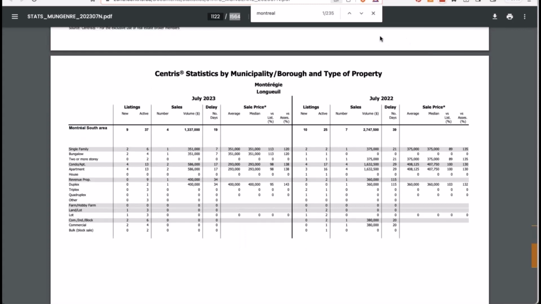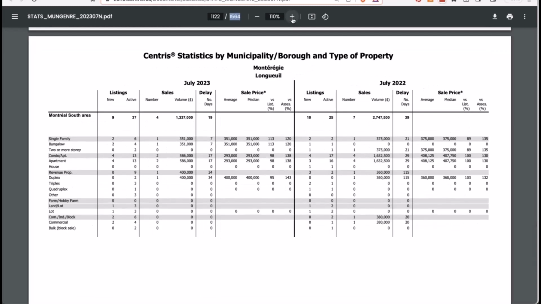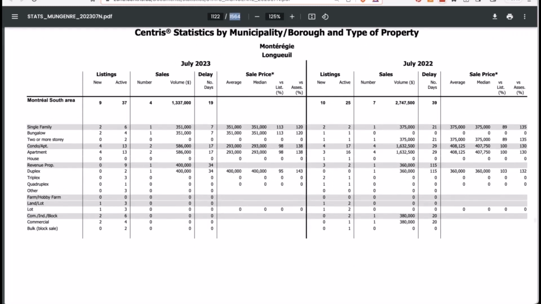So if you look here at this area, we have Montérégie, Longueuil, and we have the different columns for the number of listings for different categories of properties. So single family homes, and below that you have the bungalow, the 2-story, and condo, apartment house, income property, so duplex, triplex, quadruplex, and other, farm, land, lot, commercial, and bulk block sale.